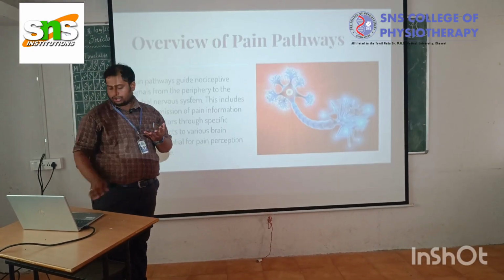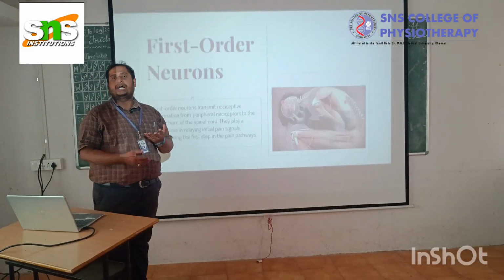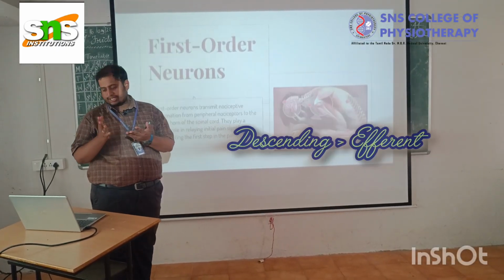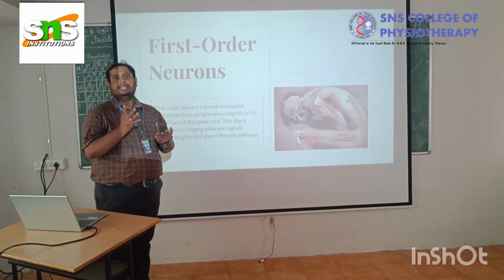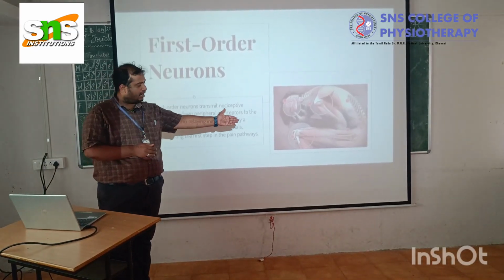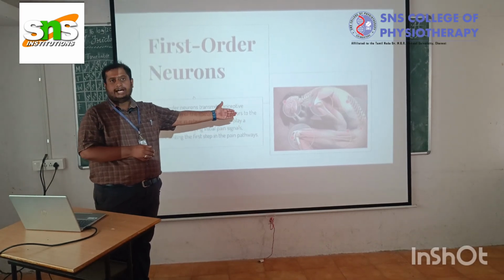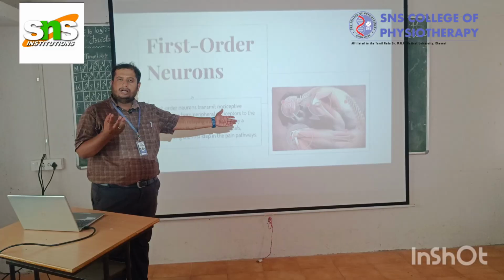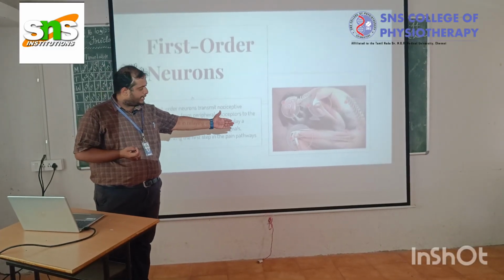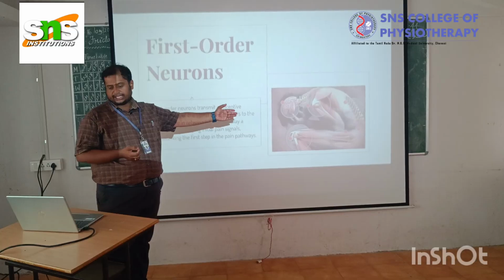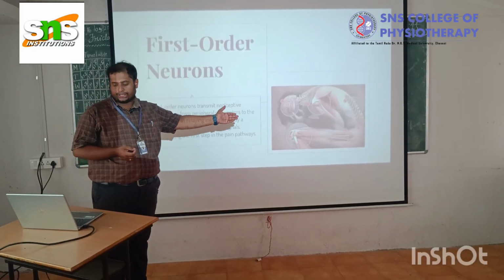The ascending tract is also called the afferent nerve fibers, and the descending tract is also called the efferent nerve fibers. In the afferent nerve fibers, there are three order neurons. The first order neuron is the area where the pain is perceived. If you are getting pain in your knee or in your shoulder or in your elbow, that is where the first order neuron starts.